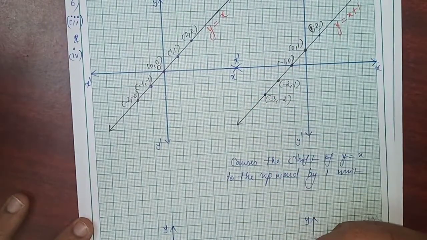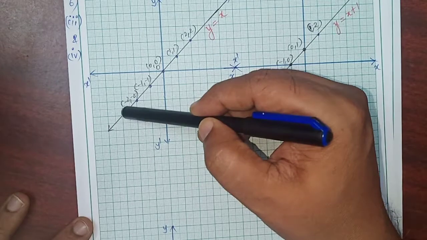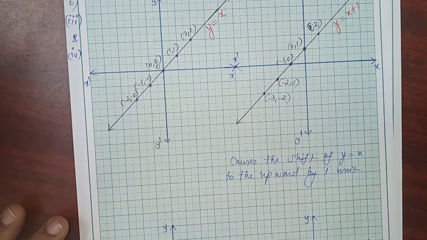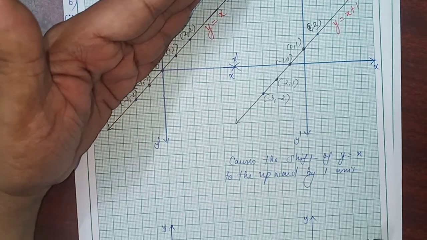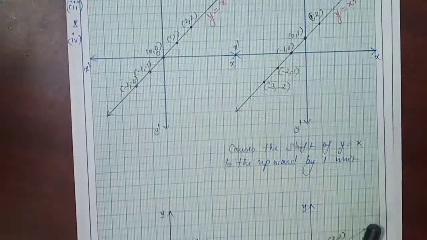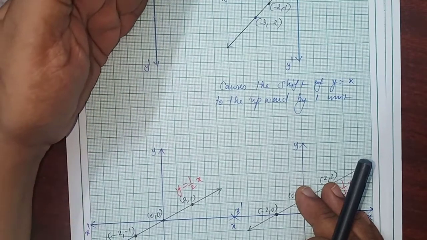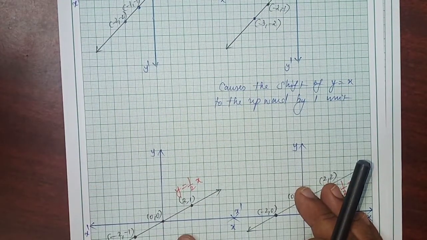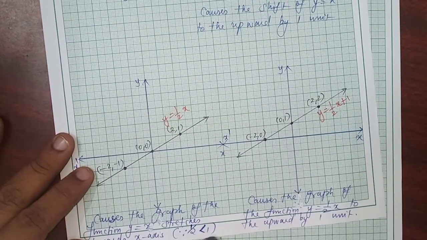Comparing these two graphs, y equal to x is stretching towards the x-axis, that is y equal to half x. Look at that shape of the curve. Here it is stretching towards x-axis because half is less than 1.